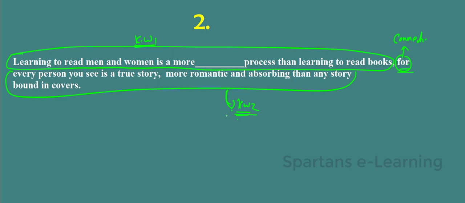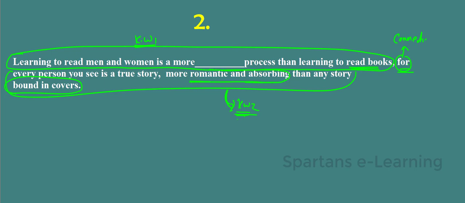Now understand the meaning of keyword 2. It is saying that every person you see is a true story, more romantic and absorbing than a story bound in covers. Bound in covers means he is actually talking about books. So the meaning it is conveying is that when you directly read a man and woman, it is more romantic and absorbing. That is the meaning conveyed in keyword 2. So whatever meaning is conveyed in keyword 2, keyword 1 also will align in the same direction, right? So what is the meaning conveyed in keyword 2? It is saying more romantic and absorbing, right?